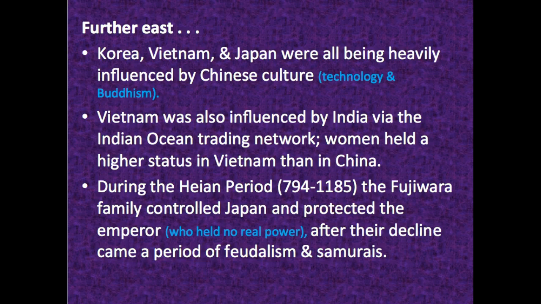Further east during this time in Korea, Vietnam, and Japan, they're all being heavily influenced by Chinese culture, especially through technology and Buddhism. Vietnam was also influenced by India through the Indian Ocean Trade Network. Women begin to hold a higher status in Vietnam than they do in China, and this is partially due to the Indian influence. And during the Heian period, from 794 to 1185, the Fujiwara family controlled Japan and protected the emperor. The emperor at this time doesn't really hold much power. We'll talk about the social structure. The emperor at this time in Japan is more of a figurehead, and most of the structure is held by the warriors, especially the samurai. After their decline, you have a period of feudalism and the period of the samurai.